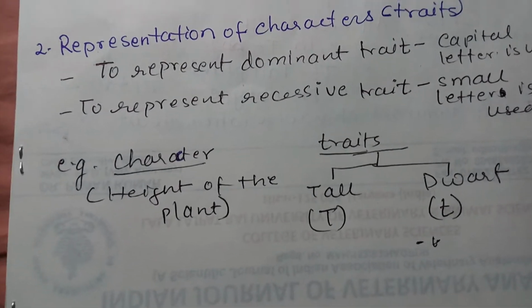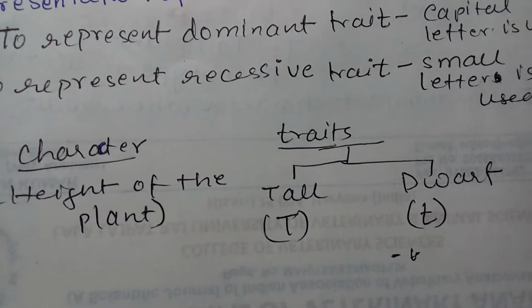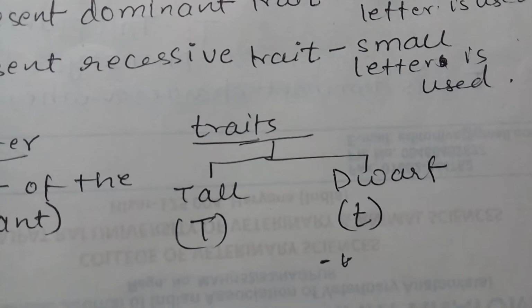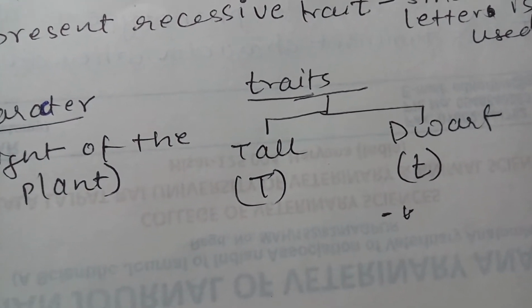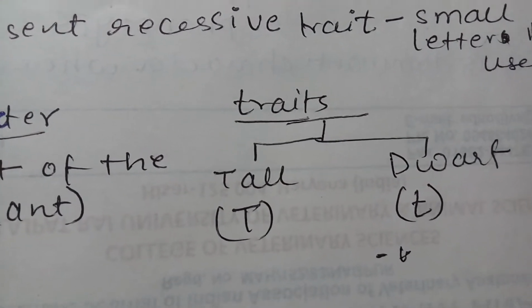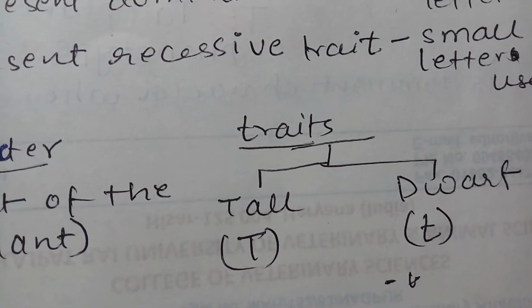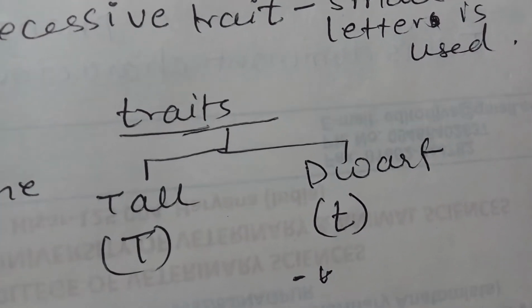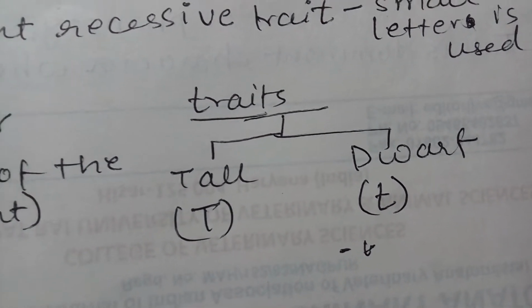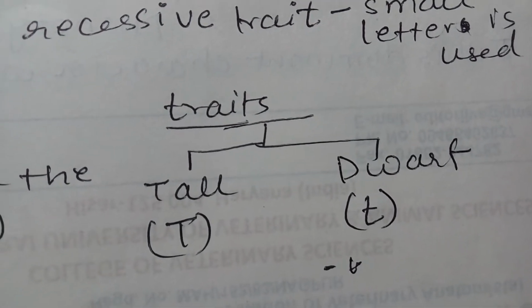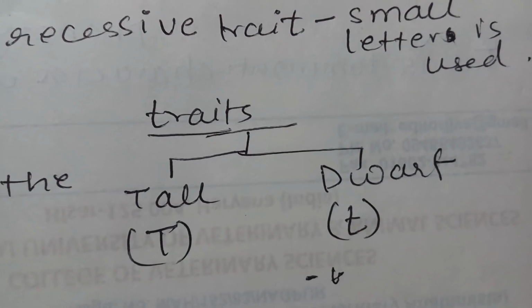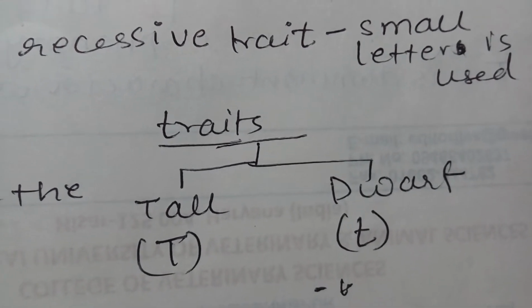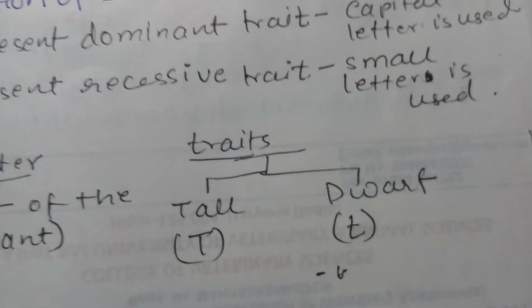For example, the character is height of the plant. The traits are tall and dwarf. So here, capital T we will use to express the tall trait, and small t, these are the representations of their genotypes. The small letter of tall, that is small t, we will use for the dwarf trait. So here we will not use D, so you must understand this.